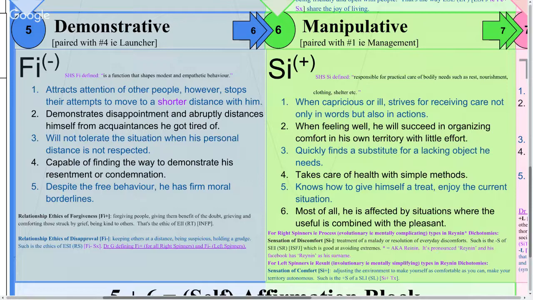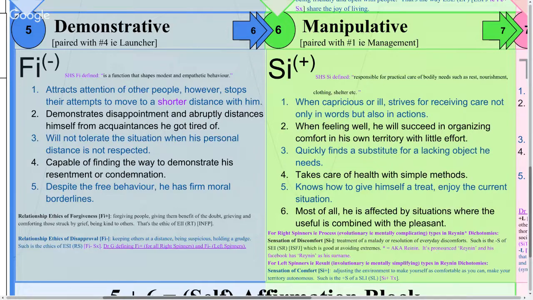3. Quickly finds a substitute for a lacking object he needs. 4. Takes care of health with simple methods. Knows how to give himself a treat, enjoy the current situation. Most of all, he is affected by situations where the useful is combined with the pleasant. So not totally useless with SI.